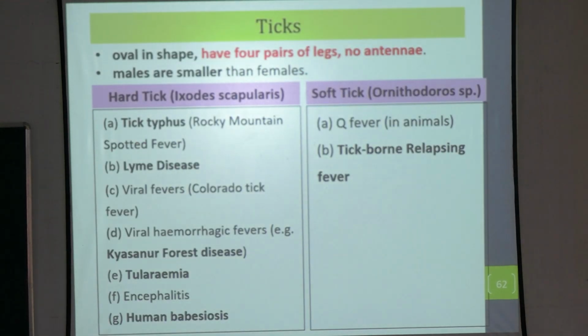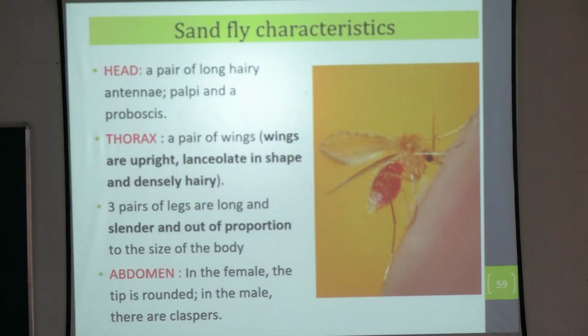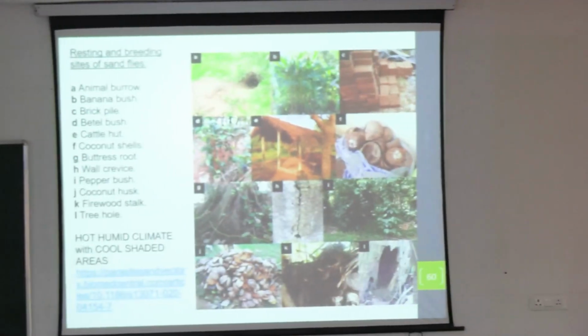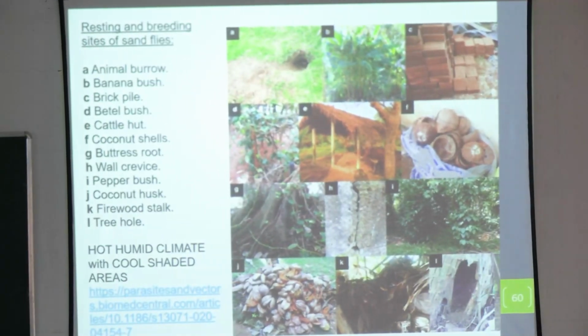Okay? So, understood sandfly? First of all, it cannot fly, it hops. It looks like a mosquito. It takes a blood meal, but it is not a mosquito. Apart from visceral leishmaniasis, it causes cutaneous leishmaniasis, oriental sore and sandfly fever. And it prefers hot humid climate with cool shaded areas.